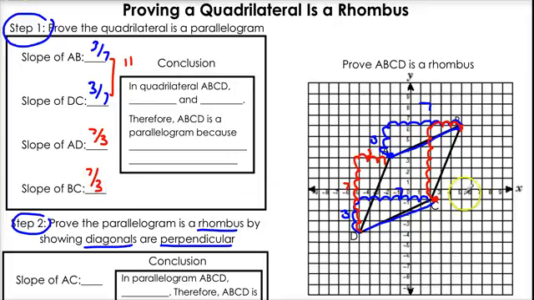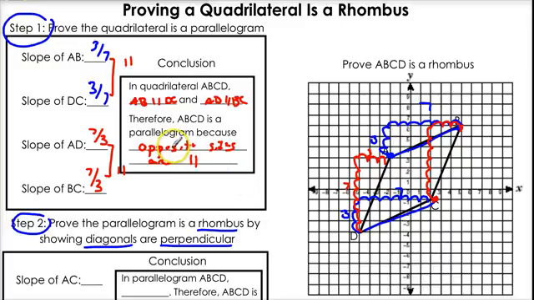So we got a good parallelogram looking thing going on. So we just proved that these two are parallel. So we know that this quadrilateral is a parallelogram because AB is parallel to DC and AD is parallel to BC. Therefore, ABCD is a parallelogram because, like we've been saying, opposite sides are parallel.